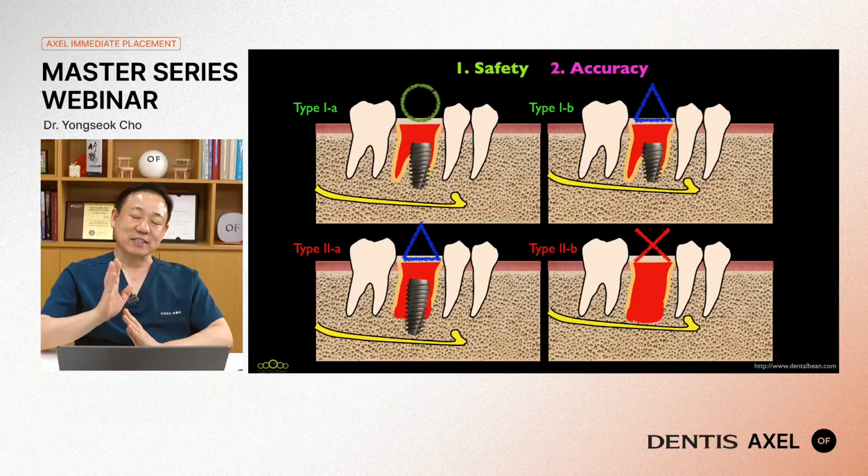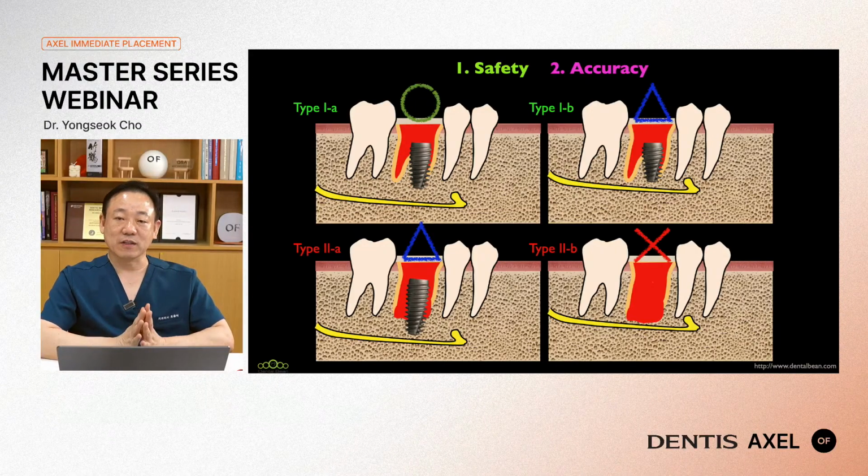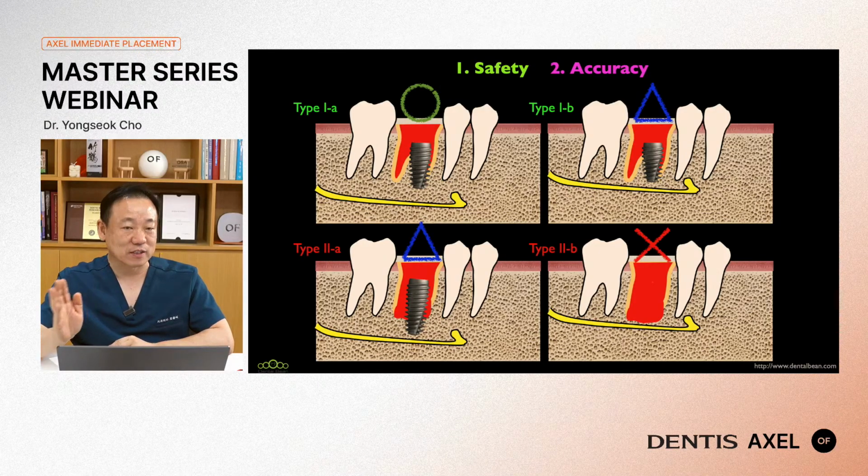So when considering only the safety and accuracy of the implant, the best indication is Type 1A. And Type 2B is a contraindication. And Type 1B, I think, is a relative contraindication.